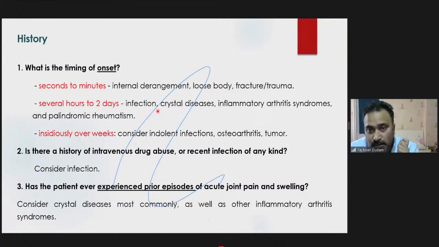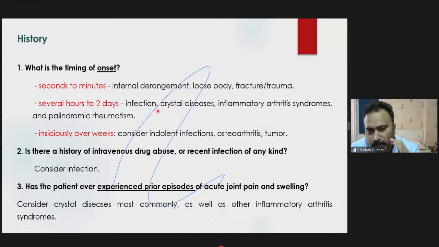Suppose someone develops pain overnight. This man developed pain in the middle of the night, and early morning he is unable to walk. His great toe is swollen. He has a podagra kind of thing. And in the next 8 to 10 hours, things have become very much worse and he is unable to perform any activity. He is not able to work, and he might come to our clinic in a wheelchair. If such a presentation is there, think of gout or any crystal disease.